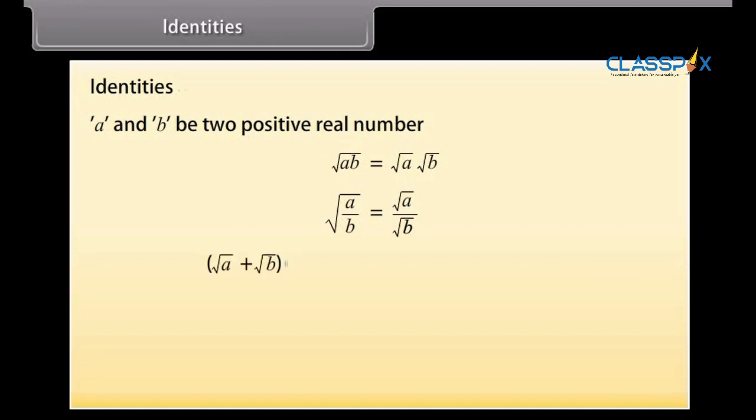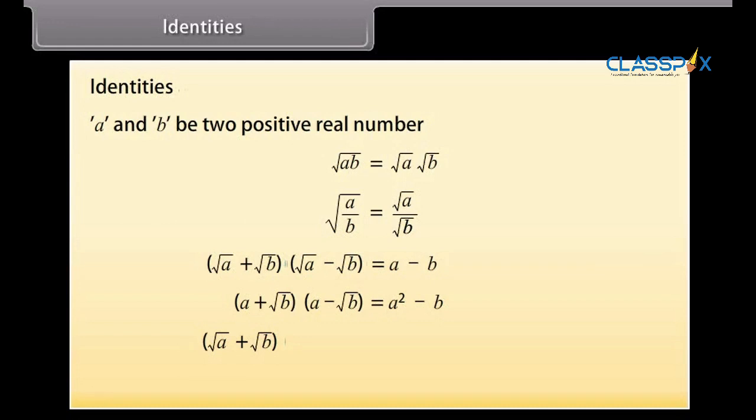Square root of a plus square root of b multiplied by square root of a minus square root of b gives a minus b. A plus square root of b multiplied by a minus square root of b gives a square minus b.